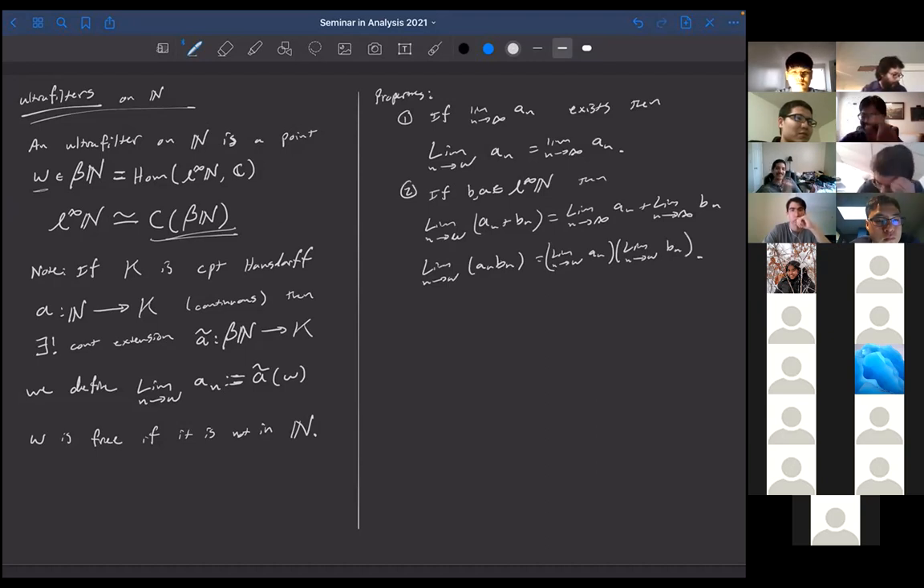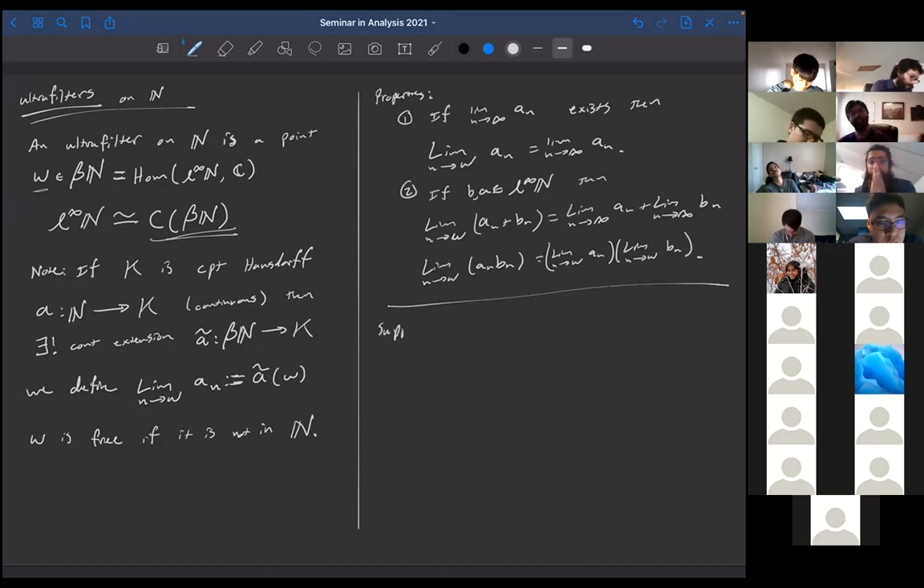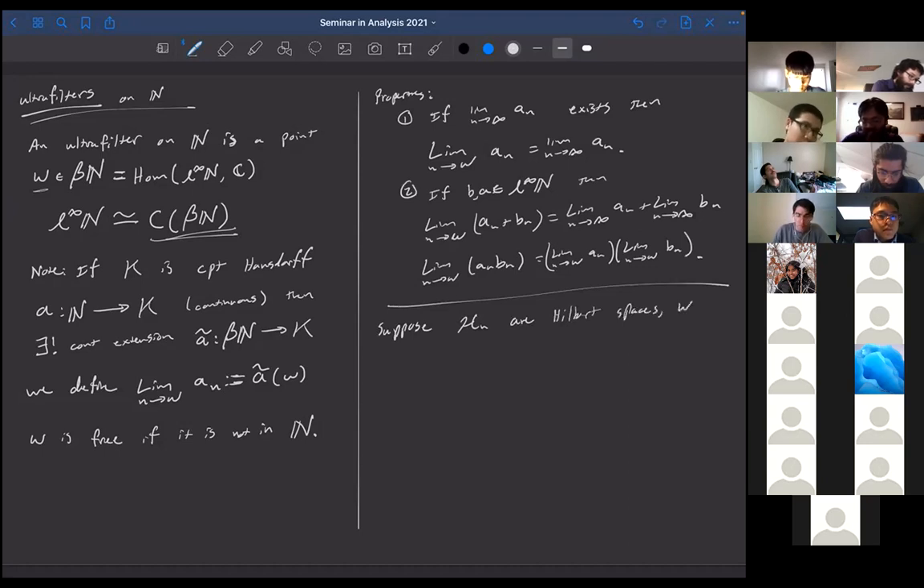Okay, so they're extremely useful in analytic constructions. They give you a convenient way to use compactness, basically. And one construction that we'll use is this construction of Hilbert spaces. So here's a basic example. So suppose H_n are Hilbert spaces, and omega a free ultrafilter.